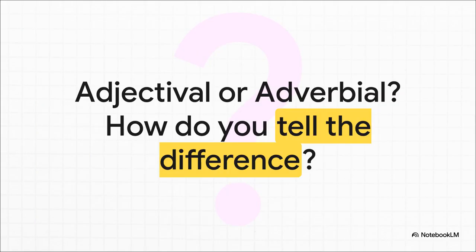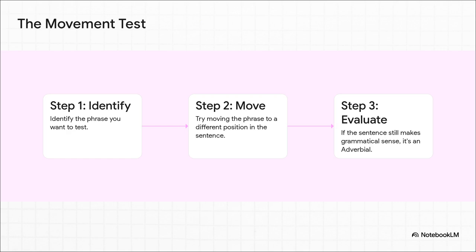Okay, so this brings up a really good question, right? Since we've seen that all sorts of phrases can be modifiers, how do you know if a phrase is playing an adjectival role or an adverbial one? A prepositional phrase could be either. We need a test. And lucky for us, there is one. It's called the movement test, and it's so simple and effective, it feels like a cheat code.